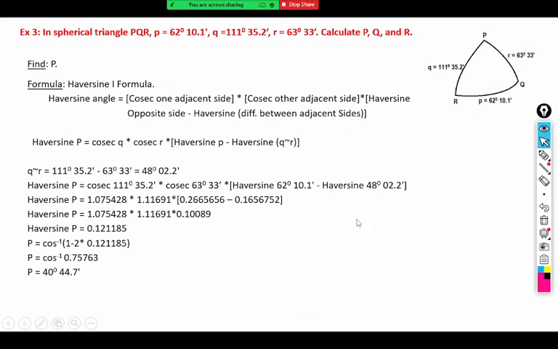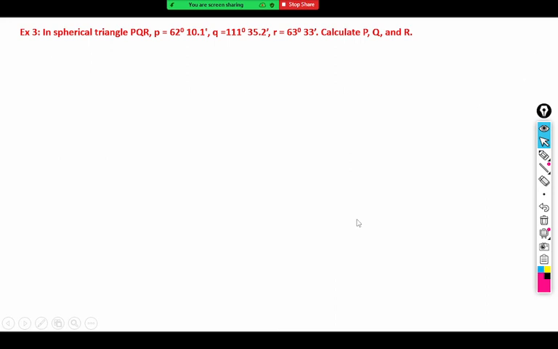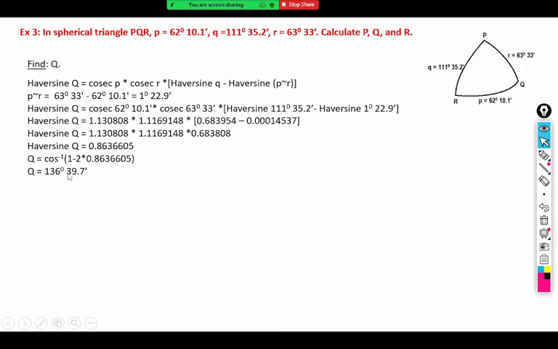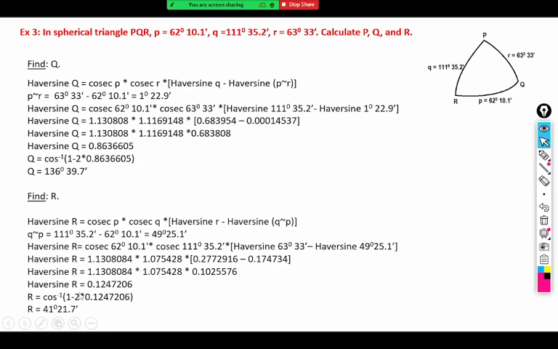So this is the way you can complete the remaining also and cross-check your calculation. Here are the answers for capital Q and capital R. Everything is done by Haversine there. That is question 3 only, because all three angles we have to calculate, so it becomes lengthy. Whatever time we require to calculate capital P, the same time we probably require to find capital Q and capital R. So it becomes a three times repeated process only.